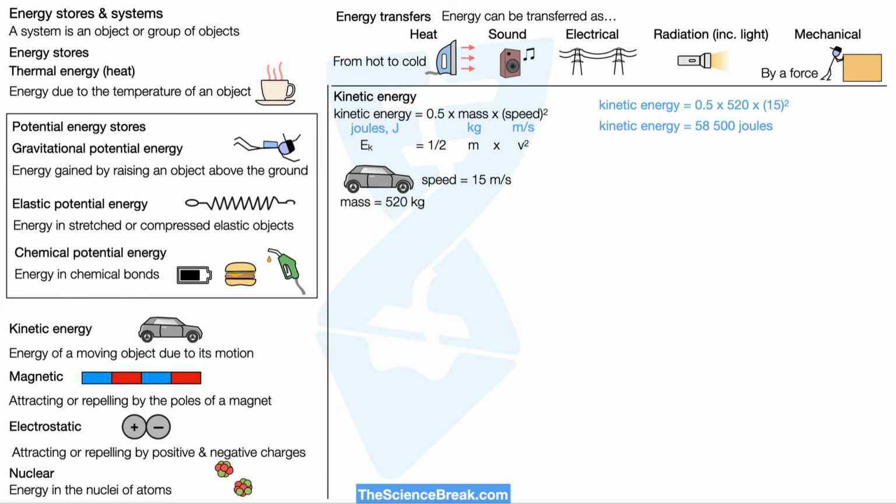Occasionally, they might ask you to do a conversion. This in kilojoules is 58.5, found by dividing by 1,000.